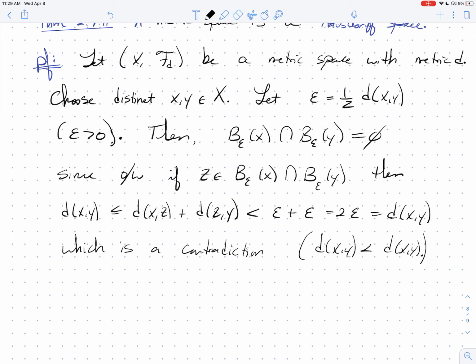And so actually, we should finish this with a sentence. Thus, our space (X, d) is indeed a Hausdorff space. And so that's the proof. You made it, guys. Good job.